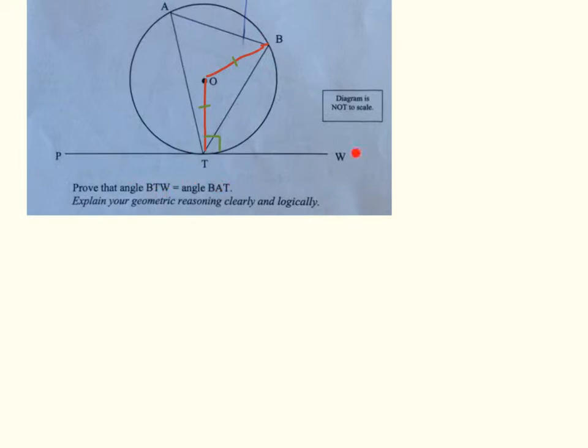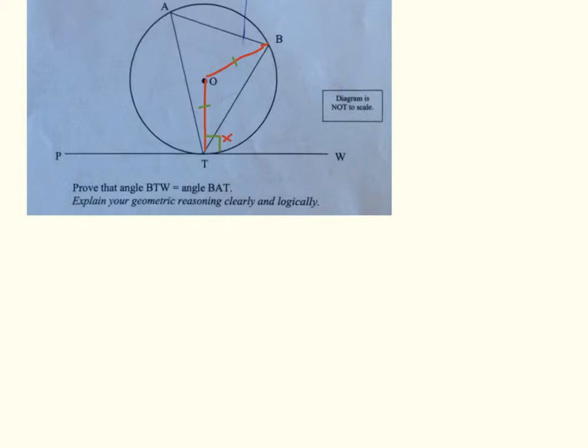So we're asked to prove BTW equals BAT. So that's BTW, which I'm going to call X. BTW is the same as BAT, so that one in there. It's a great proof because it starts on this side of the diagram, and we are slowly and methodically going to move across until we figure out that one there.